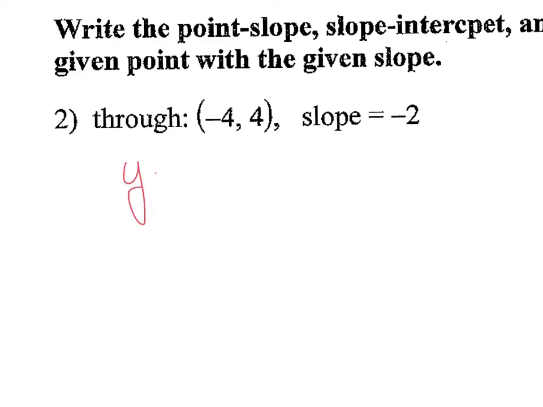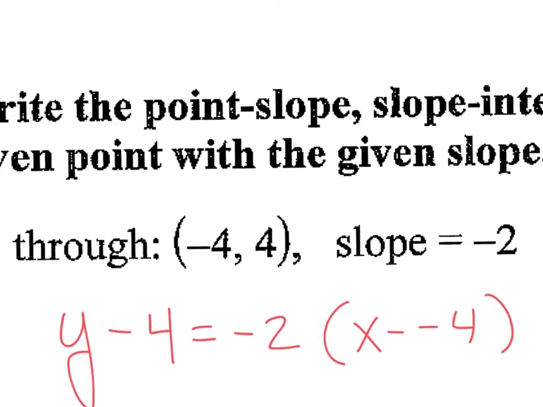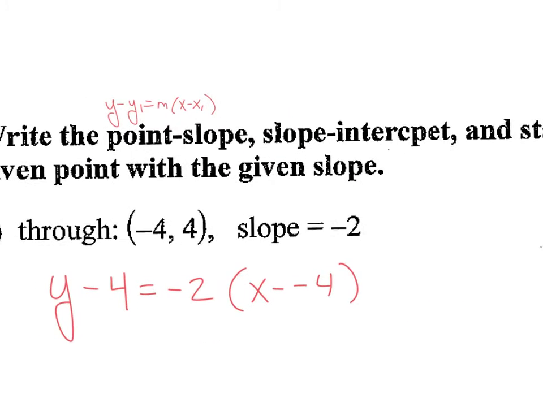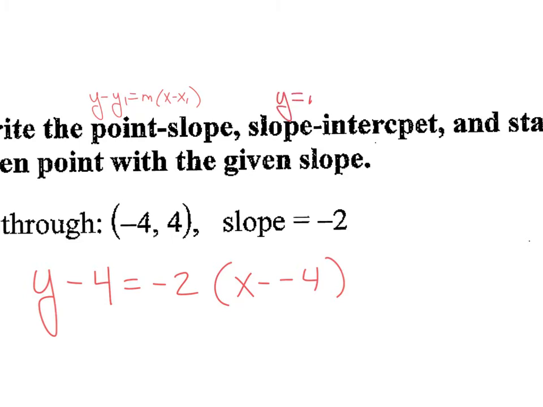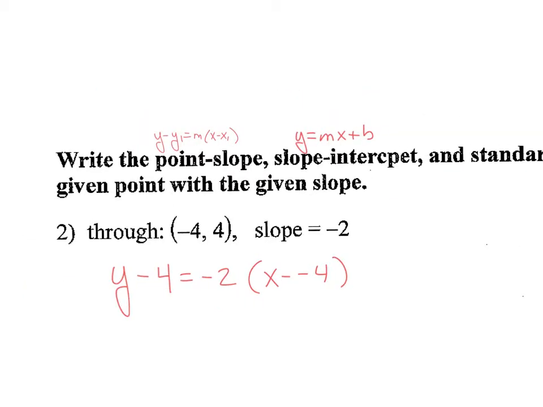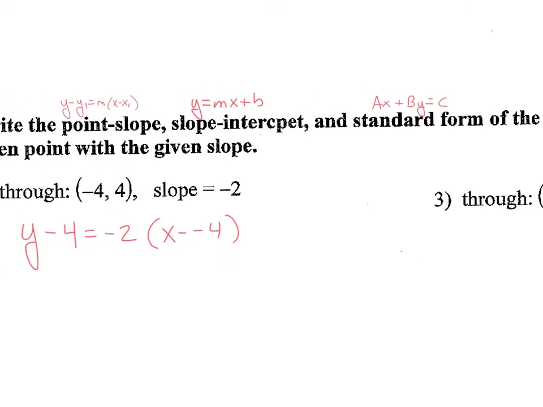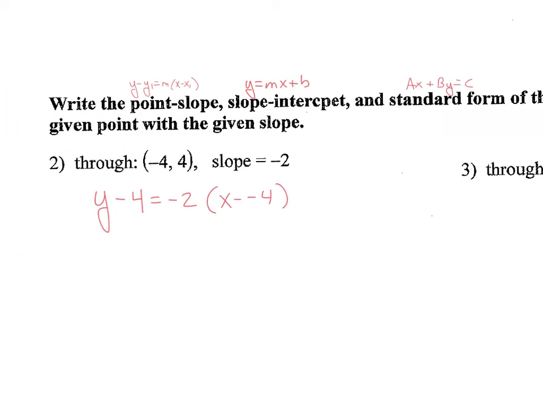y minus our y value, which is 4. Our slope is negative 2. And then x minus my x value, which is negative 4, okay? And in fact, I'm going to take a second real quick here, and I'm going to just write these up top so that you remember what's what, okay? So there's your point slope, slope-intercept, and now we're going to take it into that third and final form of standard form, okay? So that's just kind of a reference point for you so you know what your different equations are.